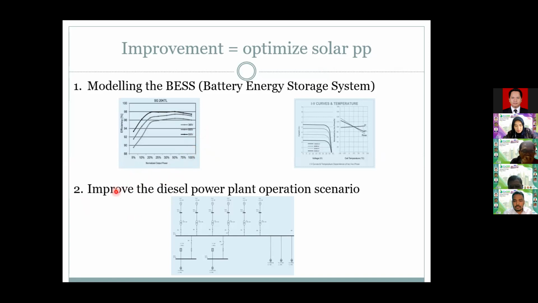The second, improve the diesel plant operation scenario. The system modeling is carried out with the aim of finding the most efficient operating pattern and supporting the reduction of the number of operating machines.